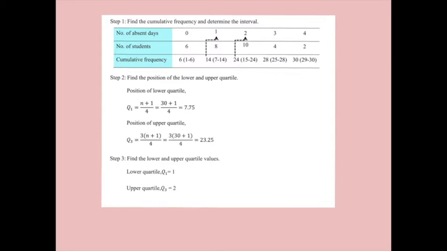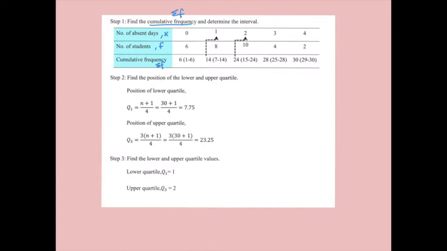So this is the solution. So step number 1, if you look at example 2.33 in the table just now, the first row x is the number of absent days and then the second is the number of students, this is the frequency. And then step number 1, find the cumulative frequency. So how to calculate the cumulative frequency? For the first data, the number of absent days equals 0, the frequency is 6. So the cumulative frequency when the number of absent days is 0 is also 6.